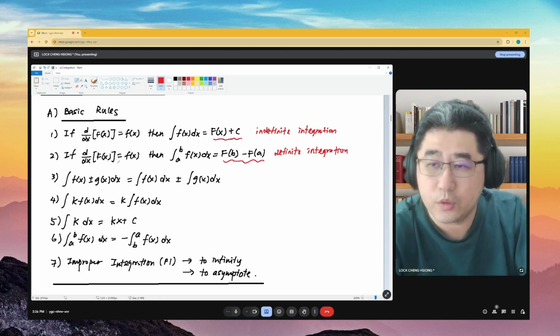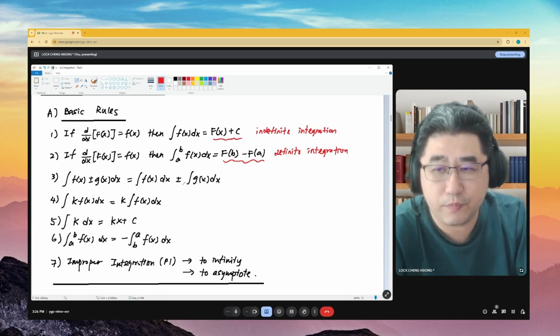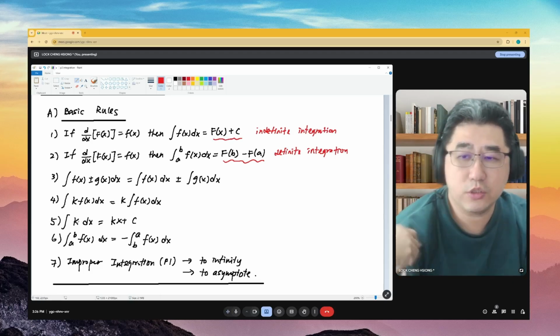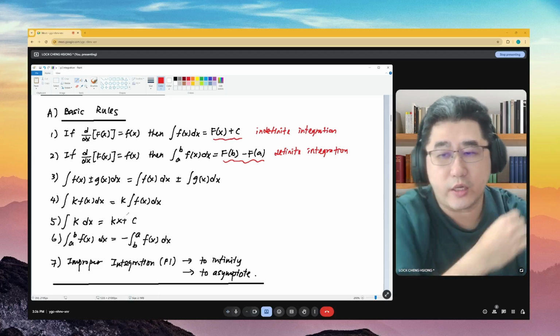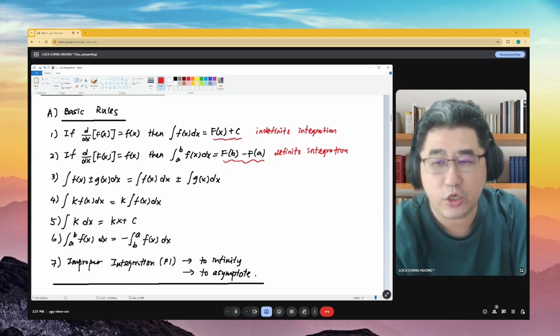Number three says if you have plus or minus of two expressions, you can do the integration separately. Number four says if you have a multiple in front of your f(x), you can take out the multiple before you do your integration. Number five says if you have a constant, it goes to kx plus c. Number six says if you have limits from a to b, we can change the limits to b to a with a negative sign, a negative relationship.